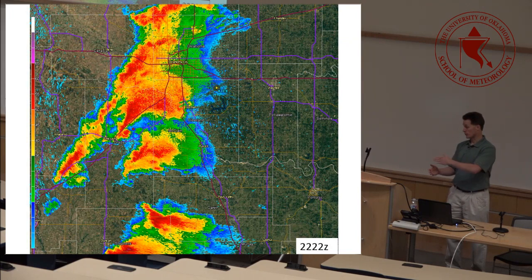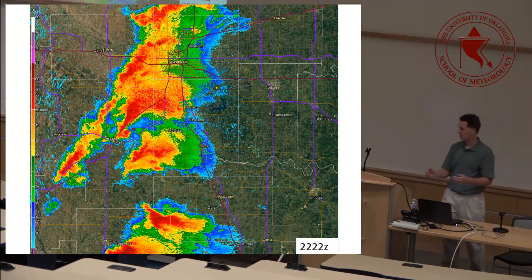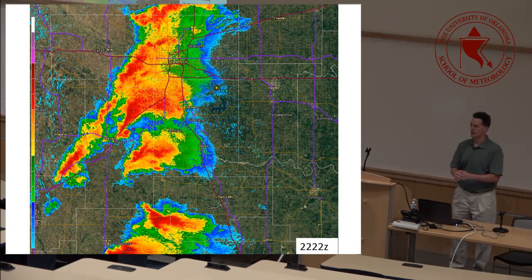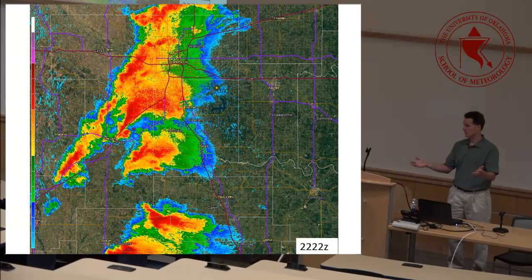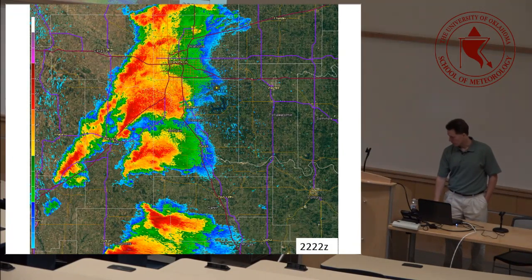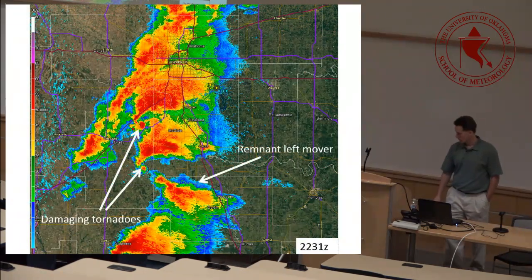But it's one where, if the shear vector orientation is too large and the environment isn't completely and immediately favorable for cyclonic storms, you'll have these left movers hanging around. May 10th had some of that going on as well. So we have a left mover moving up from the south, and then we'll jump to the interesting time.